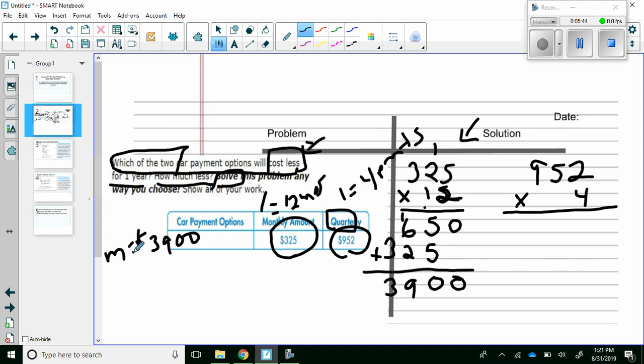That is for monthly. Next, I want to solve what the payment would be if I would pay quarterly. I'm going to go to this problem. $952 times 4, because you would pay 4 times a year. 2 times 4 is 8. 5 times 4 is 20. I have my 0 in this place because I have 0 ones. Bring my 2 tens over.